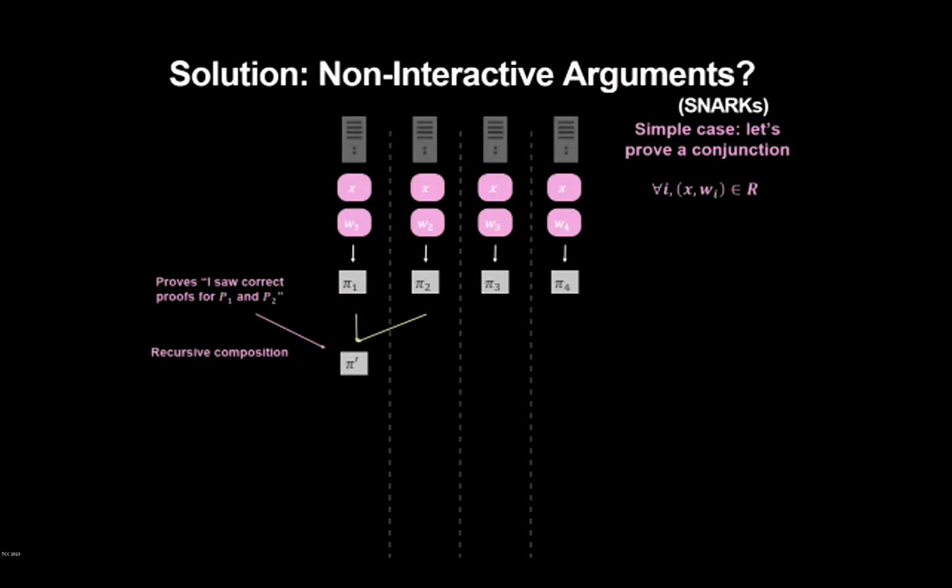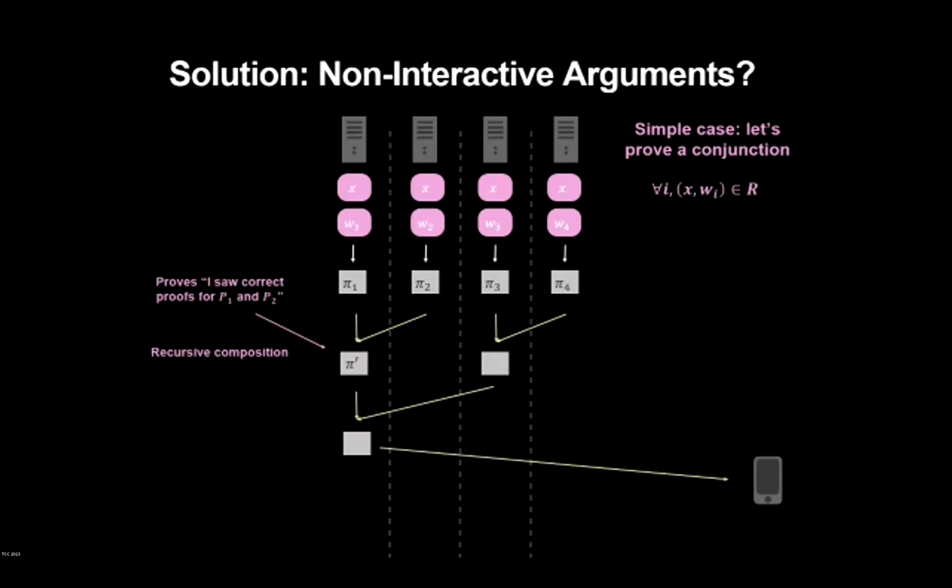It's called recursive composition. And you can imagine all of the provers doing this recursive composition procedure in a tree-like fashion, where at the end, prover 1 has a single succinct proof that's independent of the witness size, independent of the number of parties, and that proves every term in the conjunction. So basically, it proves the entire statement. And then this prover can just send this non-interactive proof to the verifier, and the verifier can verify it offline. So this is a valid argument system that's succinct and has a distributed prover.